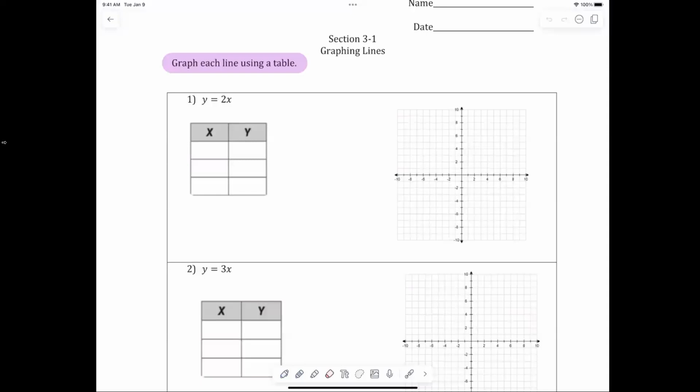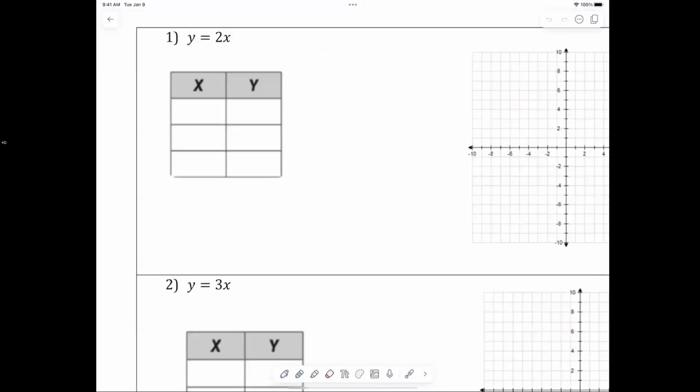I always want you to choose -1, 0, and 1. You want to choose 3 points. Those are the 3 easiest points. Now, in a minute, I'll make some adjustments on that. So now listen, now I need everybody's attention.